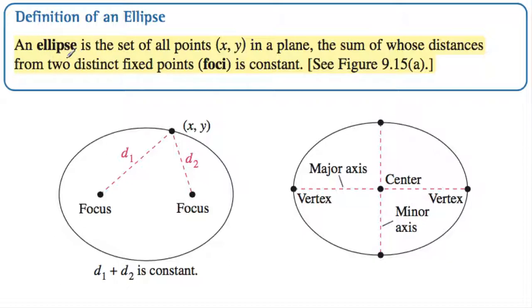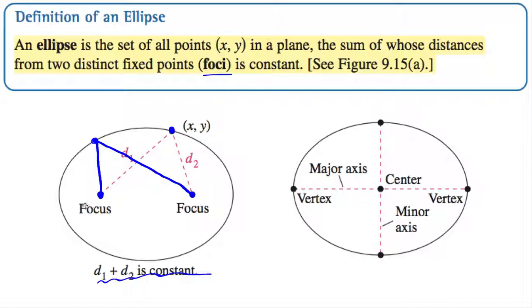We define an ellipse as the set of all points in the plane whose sum of distances from two distinct fixed points, foci, is constant. So here we have a focus. The plural of focus is foci or focuses. It doesn't matter. Dialects, I guess. But notice that these two distances are not the same distance, but the sum is. So no matter which point we choose, these two distances added together will be the same.